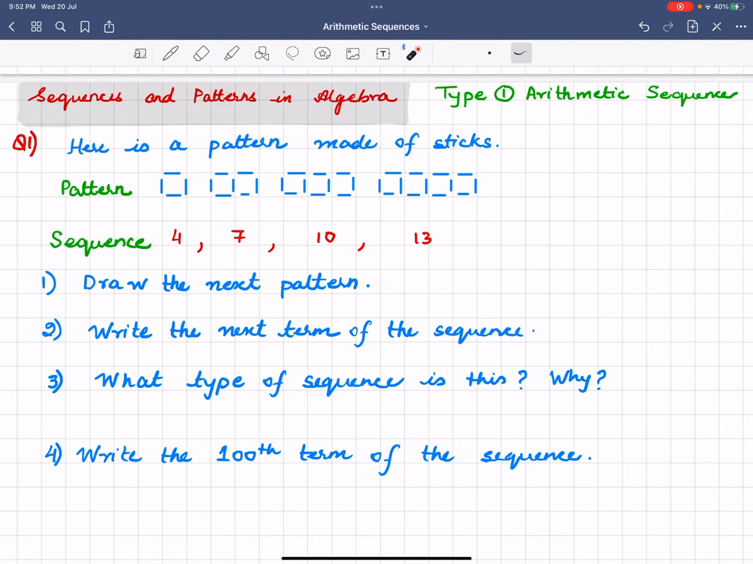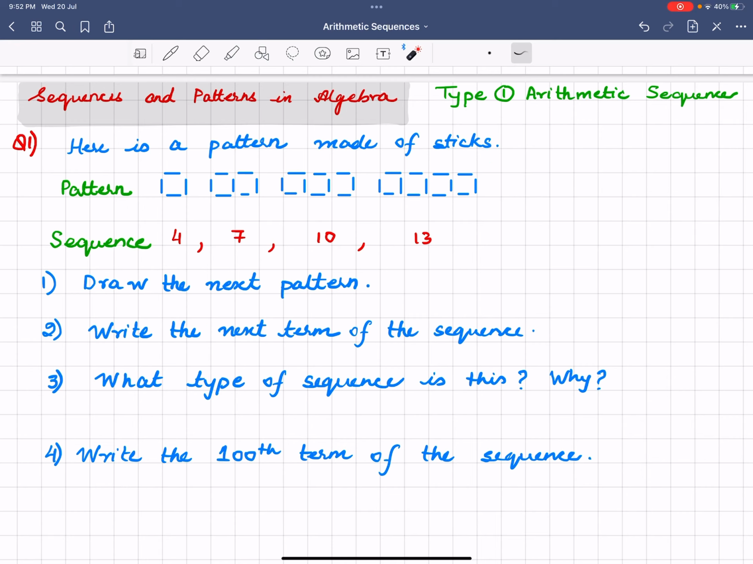Hello everyone. In this video, we will be studying sequences and patterns in algebra. We will be focusing on the first category, or type 1, which is arithmetic sequence. So let us understand what an arithmetic sequence is using an example.